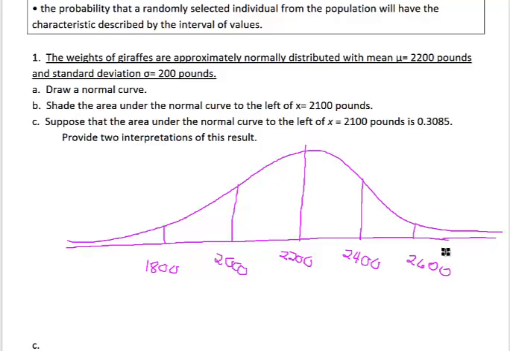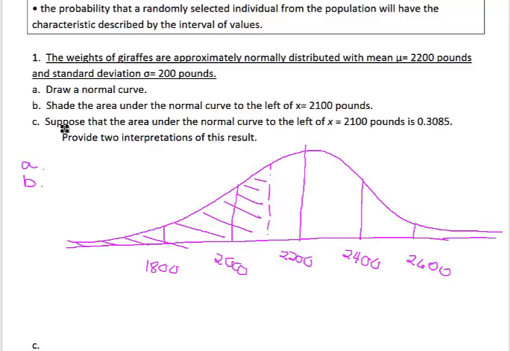Now we're going to do part 2. So this is part A. So part B says shade the area under the normal curve to the left of 2100 pounds. Well, 2100 pounds is going to fall right in between these guys. So here is where we're looking, and we're going to shade to the left. Okay, so we're talking about this area right here. So that's part A and B.